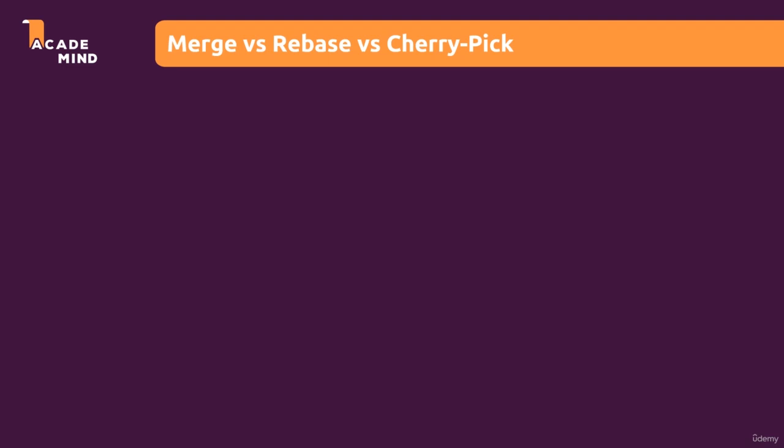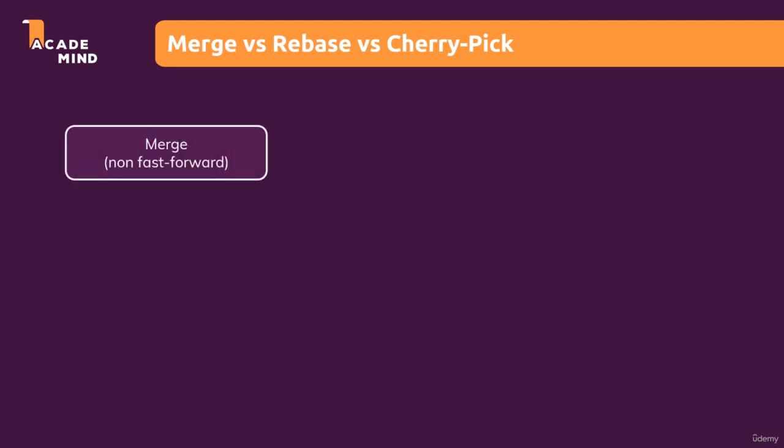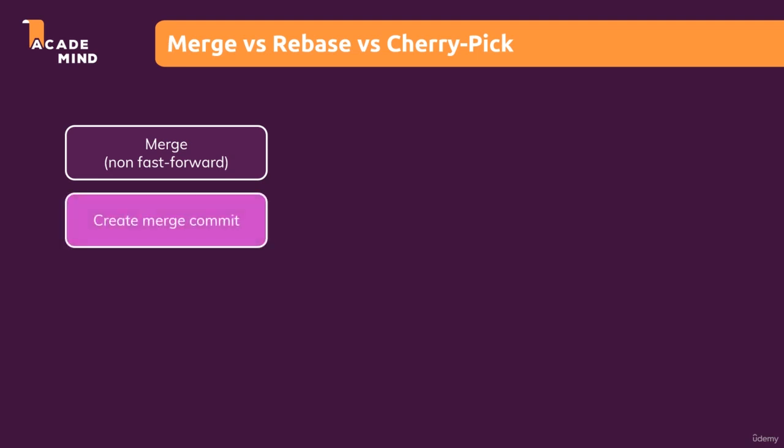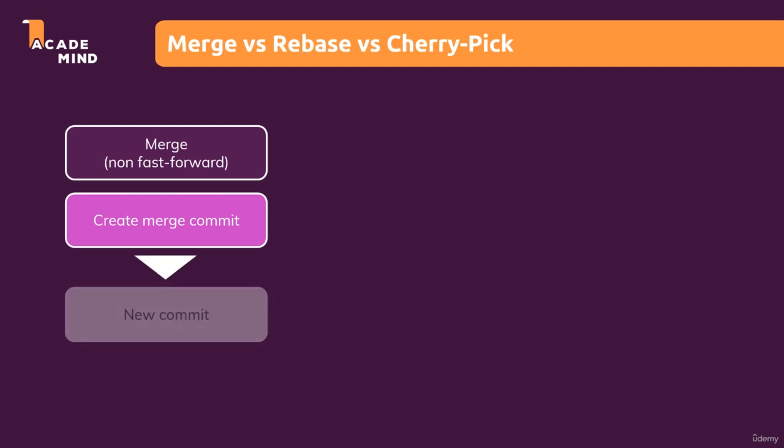A quick recap first. We have the merge. I'm referring to the non-fast forward merge here. And if we create such a merge, then we create a merge commit. And with that, a new commit is created, incorporating the changes we made in both our master and the potential feature branch, for example.